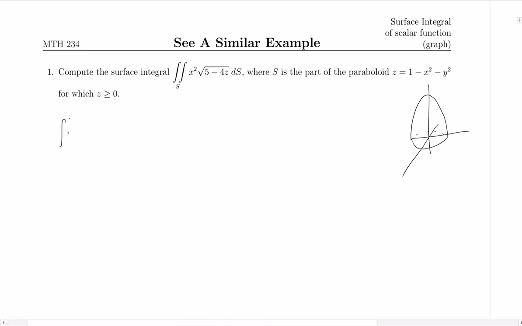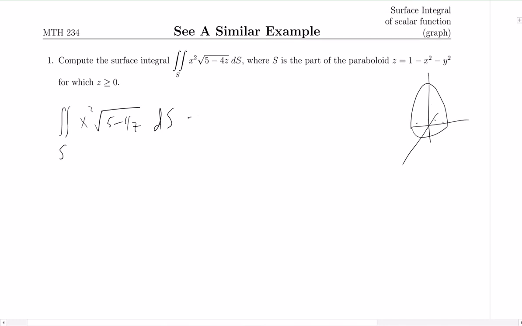And so, to compute the surface integral of a scalar function, we have to do a couple things. We have to substitute, everywhere we see z in the function, the function whose graph gives us our surface. So in this example, we have to substitute for z 1 minus x squared minus y squared in the integrand.